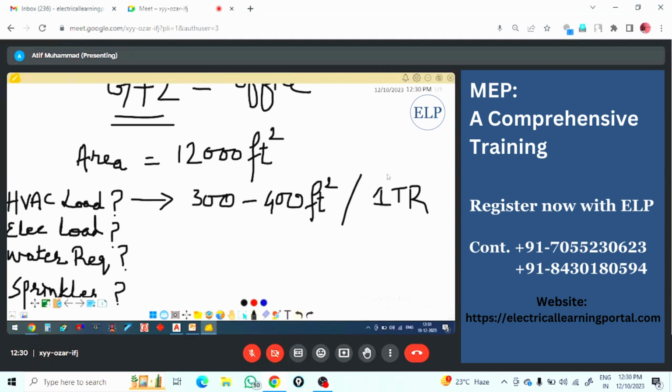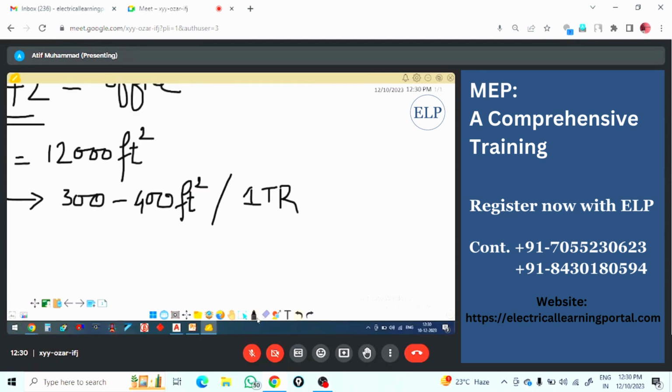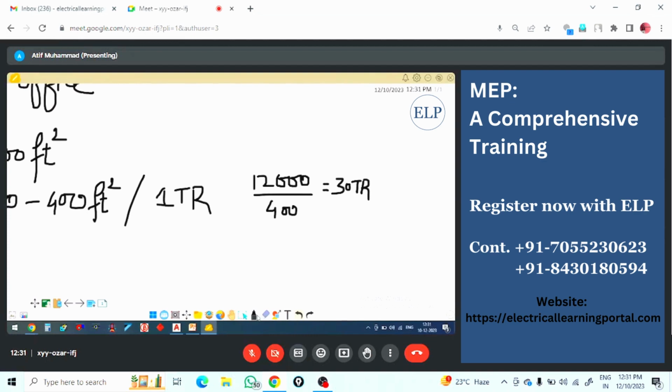But again, I will tell you that this is not the appropriate load, but this is the maximum load the building can have. Okay, so suppose I'm adopting 400 square feet here, so my total load will be equal to 12,000 divided by 400. So approximately we are getting 30 TR here. So you can at least tell the client 30 to 40 TR. If you divide by 300, you will get 40 TR. 12,000 by 300 will give you 40 TR load. So approximately you require 30 to 40 TR. So this is your HVAC load.